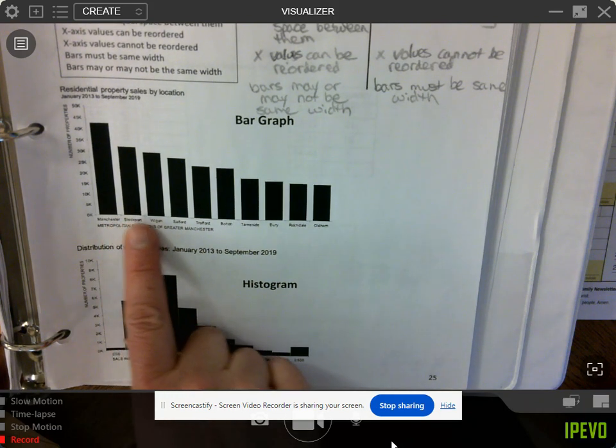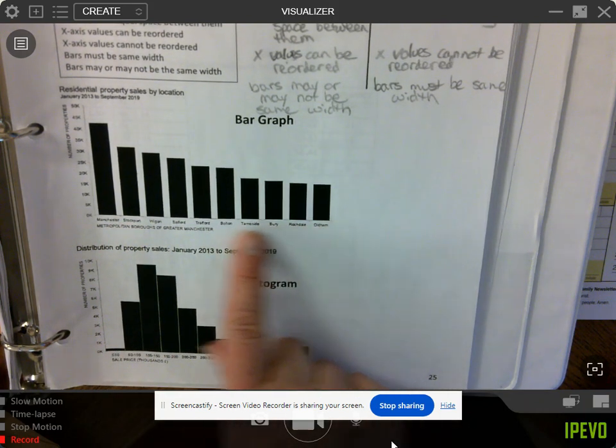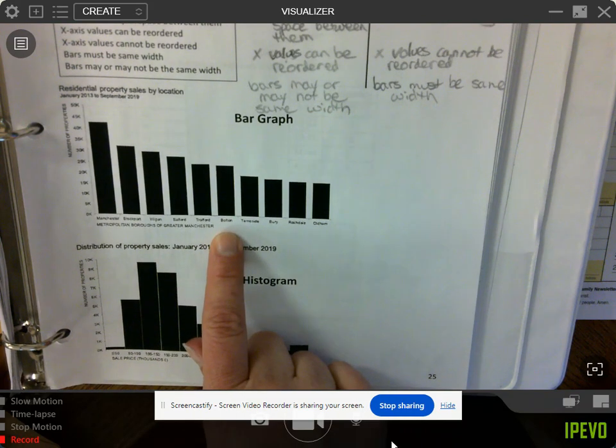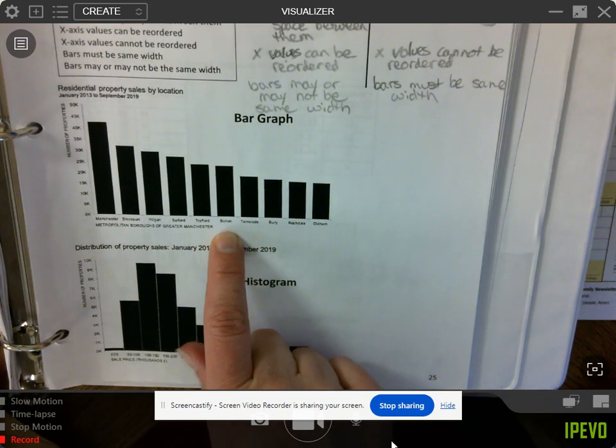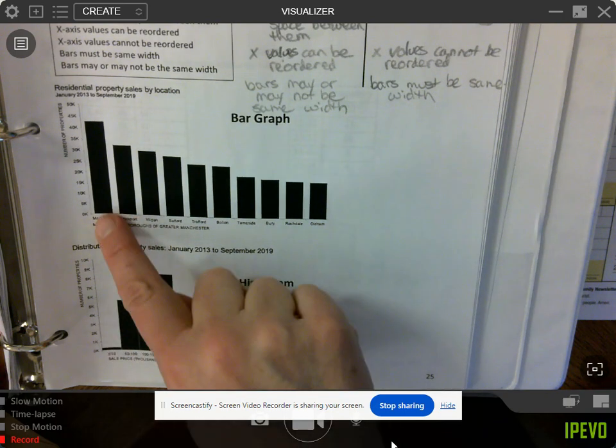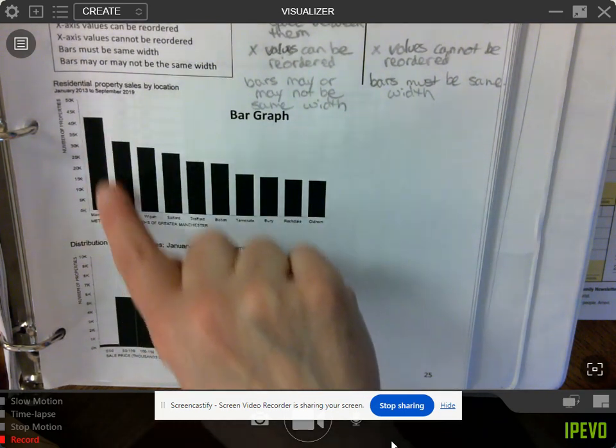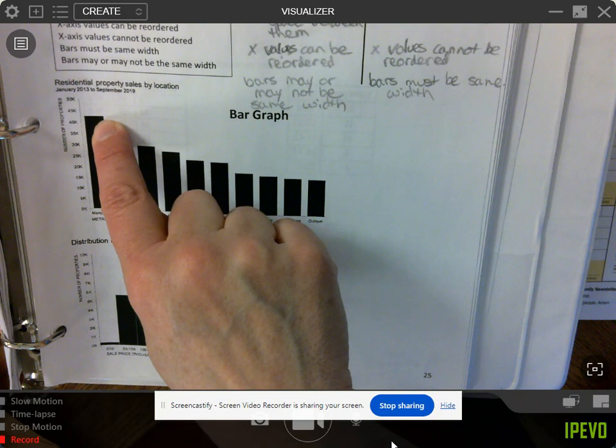The bar graph, that x-axis, it doesn't matter what order it's in. Who has birthdays in March, who has birthdays in August, who has birthdays in June, we can mix those up. It doesn't matter because we're just going to look to see what it is at the top.